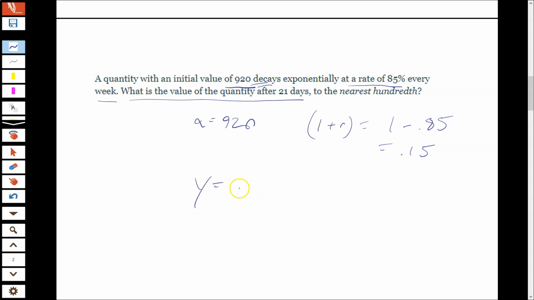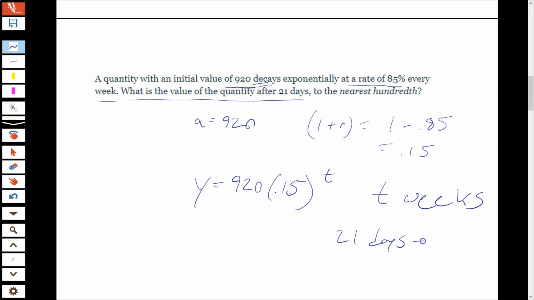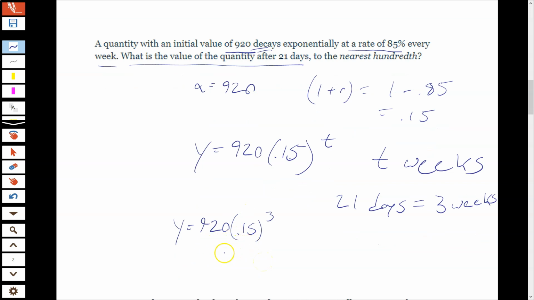And then my model, y equals my initial value times 0.15 to the t. And remember, t is in weeks, so that's good to note. Okay, and we want 21 days. So we have to do a little conversion there. 21 days is 3 weeks. So our last step is going to be to say t is equal to 3. And then you can type this into your calculator exactly as you see it. Remember, the little caret gives you the exponent, and you get 3.105, and I rounded up to the nearest hundredth, as it says in the text. Okay. And there's no label because it doesn't give us a whole lot of context here.